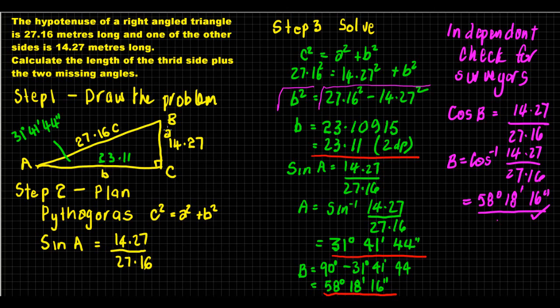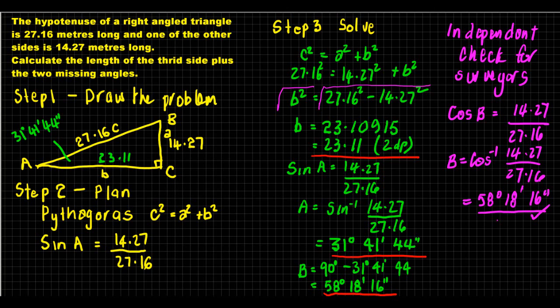Now we all know that the 3 angles of a triangle add to 180. Where C is a right angle, or 90, that's half of 180, so that means the angle at A and the angle at B must add up to 90. In a right angle triangle, the other angles add up to 90. So if A is 31 degrees 41 minutes 44 seconds, then B must be 90 minus 31 degrees 41 minutes 44 seconds.